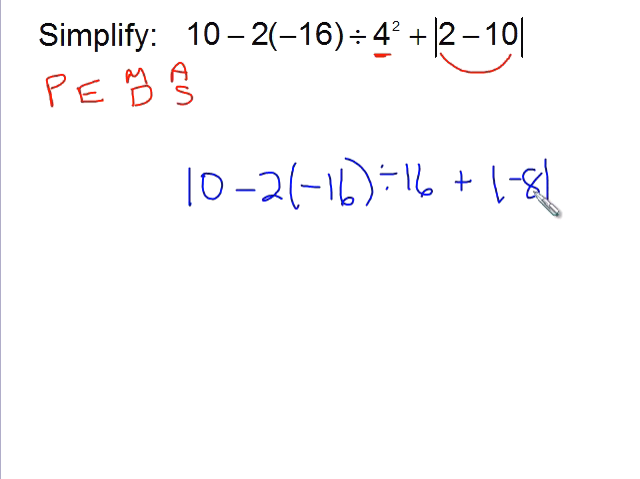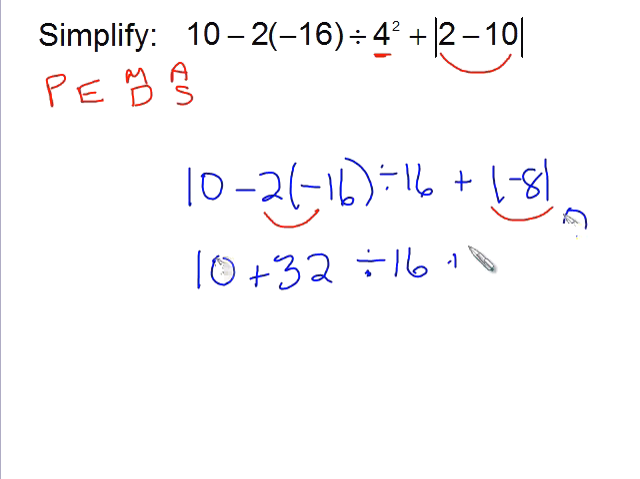Now, looking at this new statement, we have our absolute values, which is like a parenthesis, so I need to do that. But then I can also do multiplication and division at the same time. So I'll go ahead and do this multiplication, but I don't want to do the division as well. I want to work left to right. So this gives me 10, and then a negative 2 times a negative 16 is a positive 32 divided by 16, plus, and then the absolute value of negative 8 is 8.